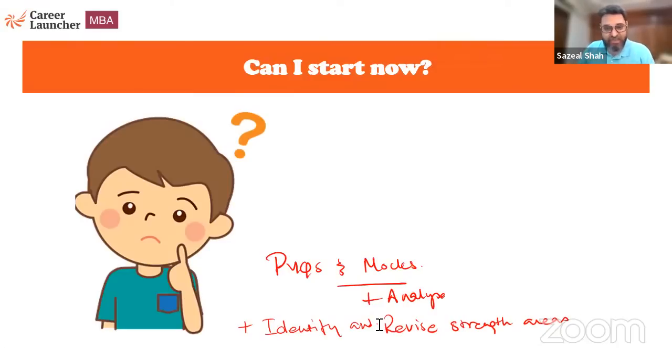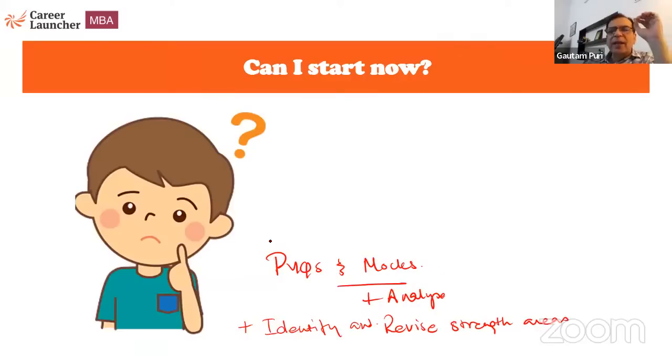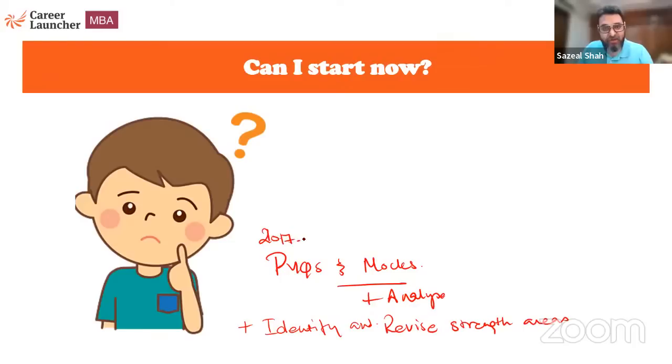And I have written a small summary below: previous year question papers and mocks plus analysis of those. Sadil, specifically when you think previous year questions, priority 1 has to be CAT 17 to 22 papers. Right, let me write it down, sir. 2017 to 2022, right? Yeah.